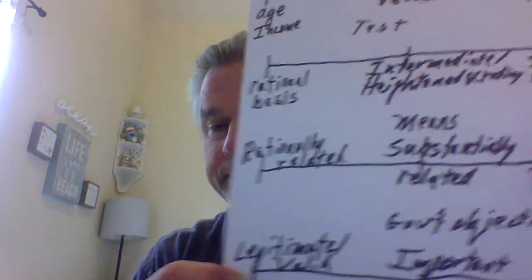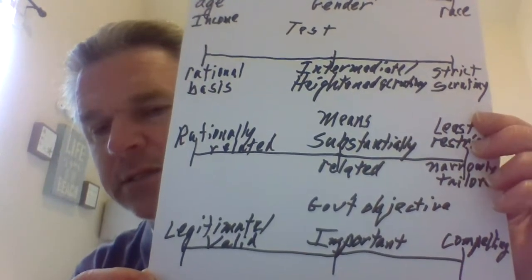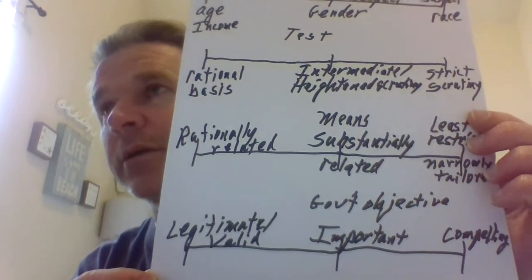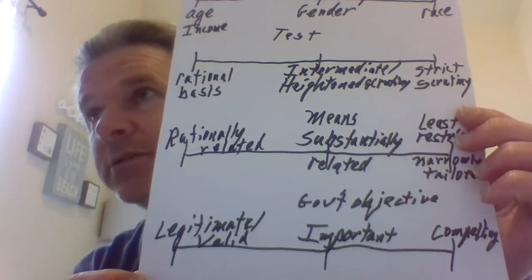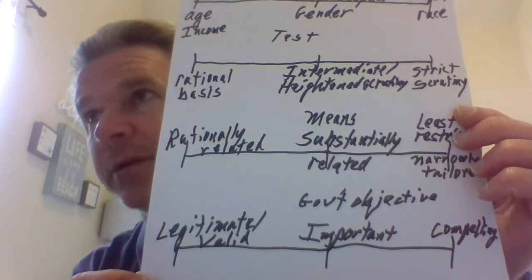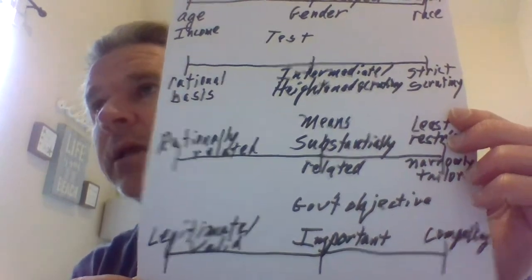Okay, now, let's return to this. You can't just say safety and you're done with it. The court said in this case, the government objective, if it discriminates on the basis of gender, must at least be important. So, is safety an important government objective? Yes. All right?